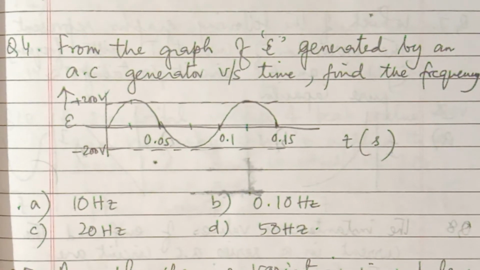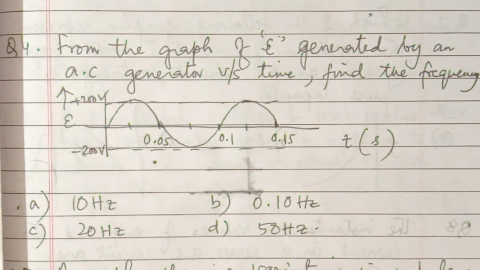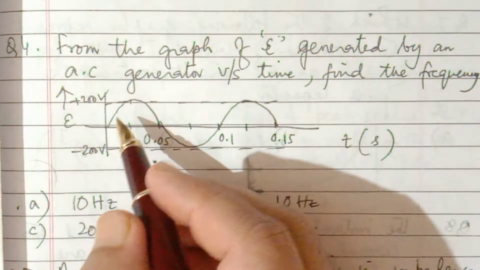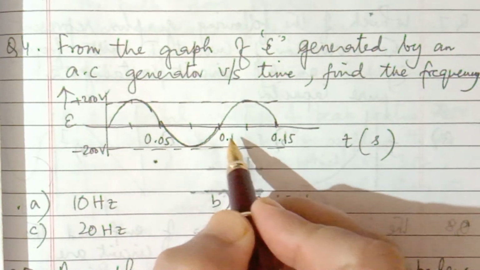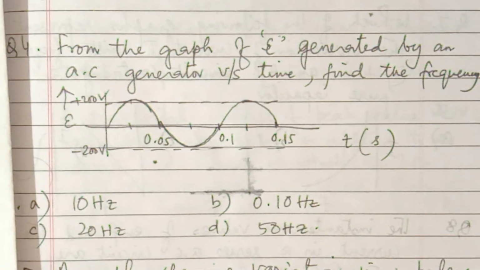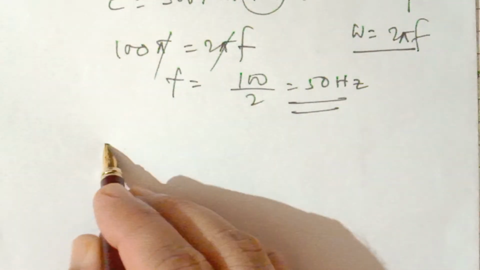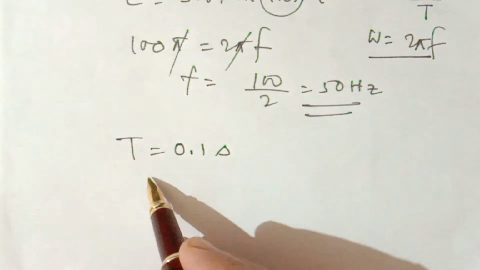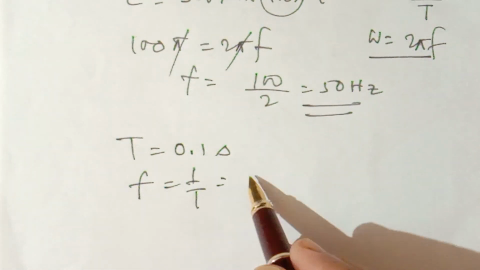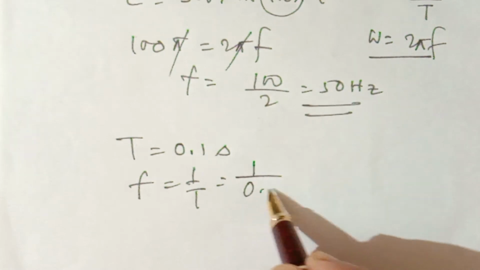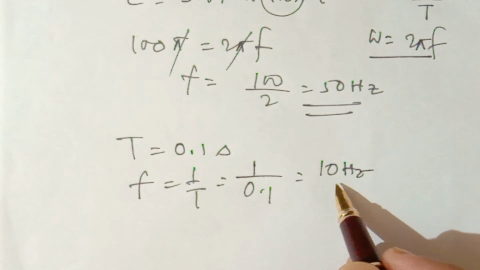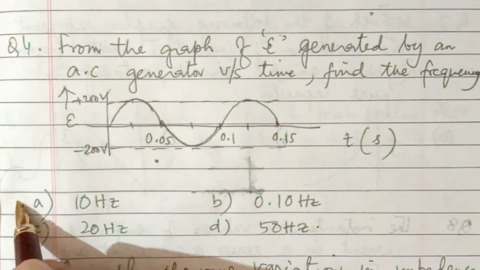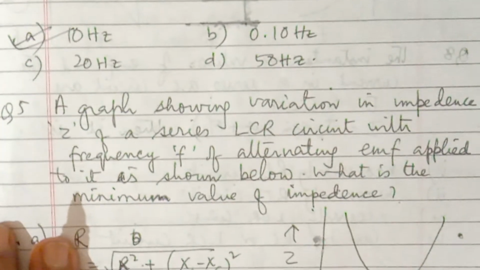So next question is, from the graph of EMF generated by an AC generator versus time, find the frequency. So frequency is equal to 1/T. Now here one complete cycle is completed after 0.1 second. So you can see time capital T is 0.1 second, then f is equal to 1/T, so 1/0.1, so 10 hertz. Okay, so answer is 10 hertz. So this option you can mark it correct.